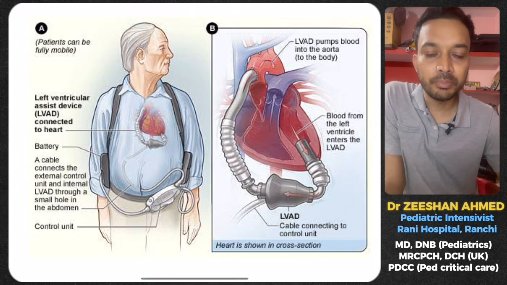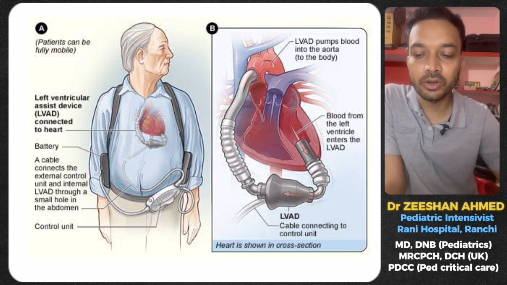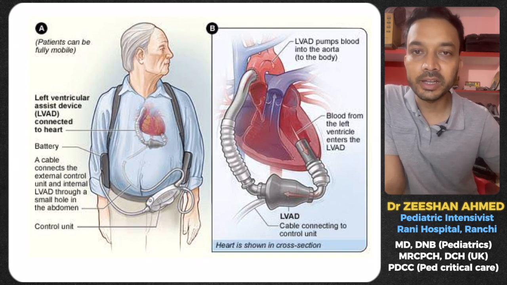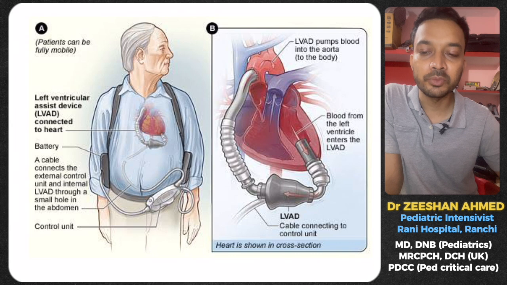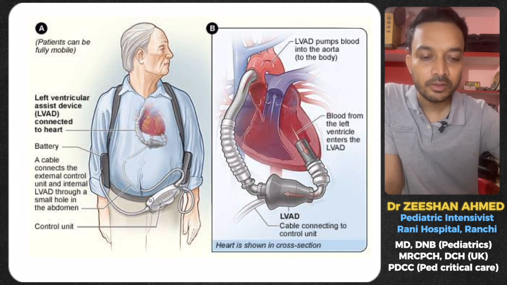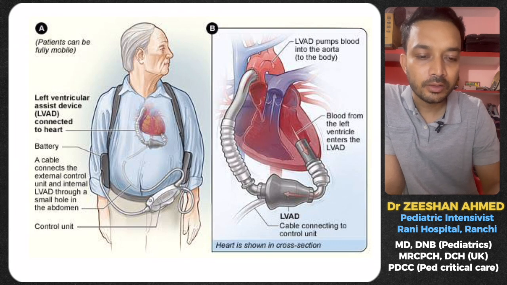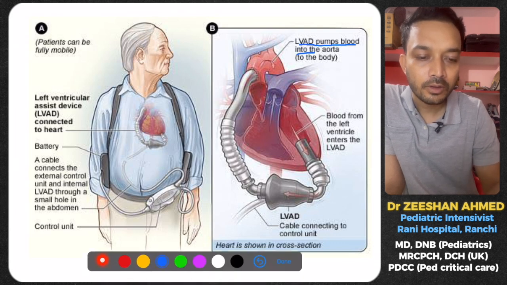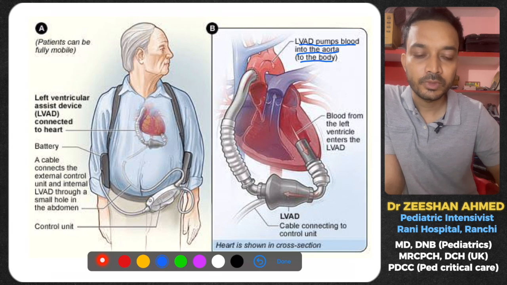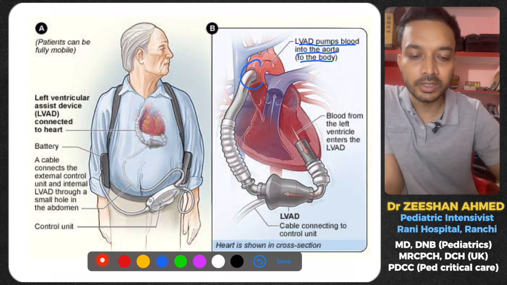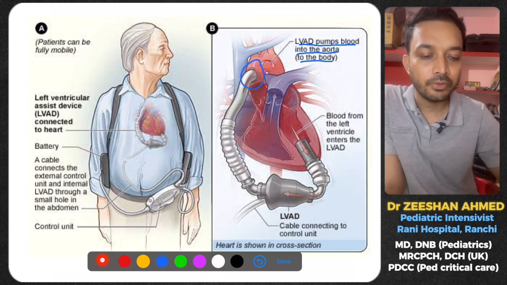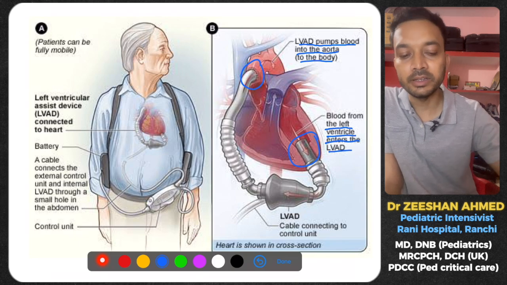Here is an example, or pictorial representation, of a left ventricular assist device. So they can wear it and roam about also. This is long-term VAD. We can see that the LVAD pumps blood into the aorta and to the body. Here the aorta is cannulated, and blood from the left ventricle enters the LVAD. Here the left ventricle is cannulated.